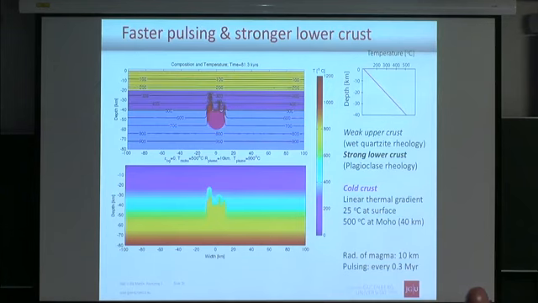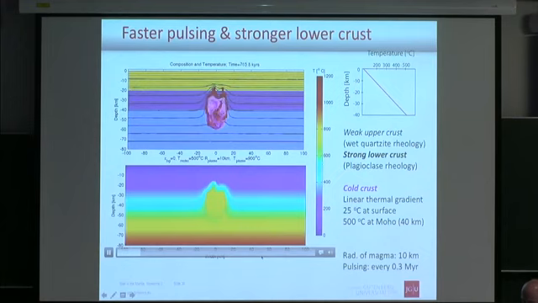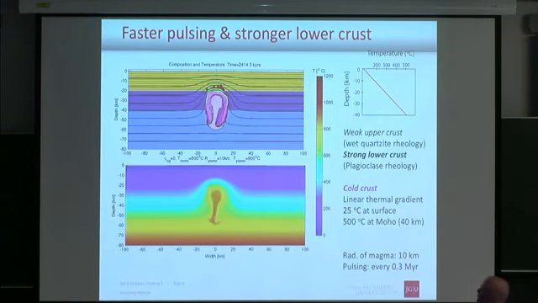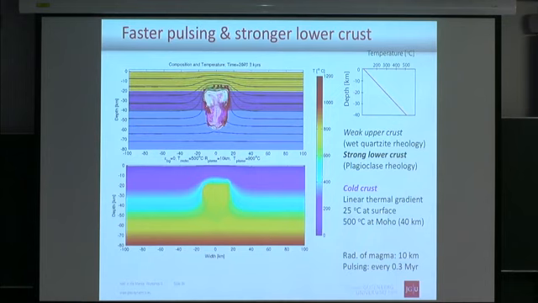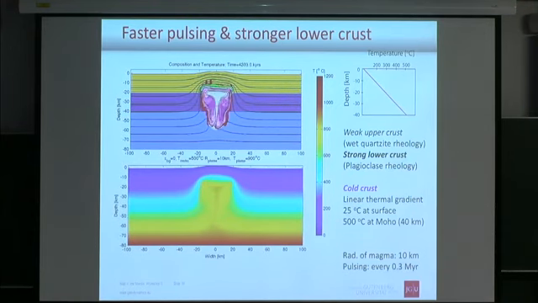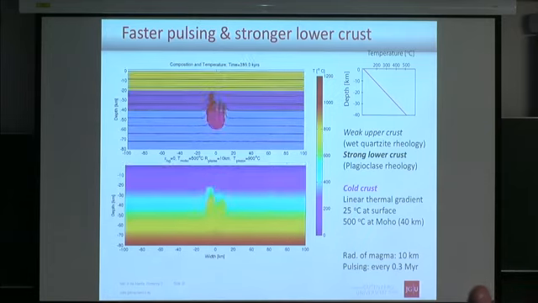Okay, so now if we do a faster pulsing rate and we have a strong lower crust, so in this case we have a faster beating heart every 0.3 million years. What is very important is the strength of the lower crust. If you have a stronger lower crust, you have a more focused magmatic zone. It's only 30 kilometers wide in this case.